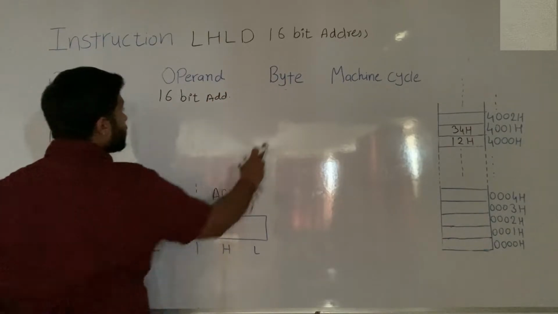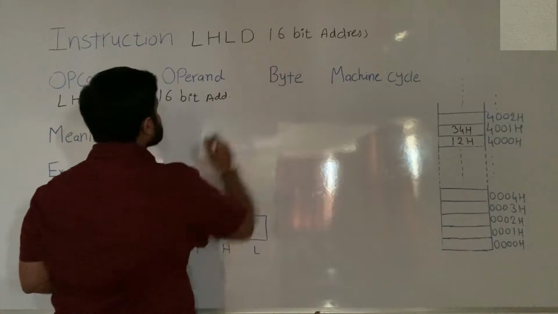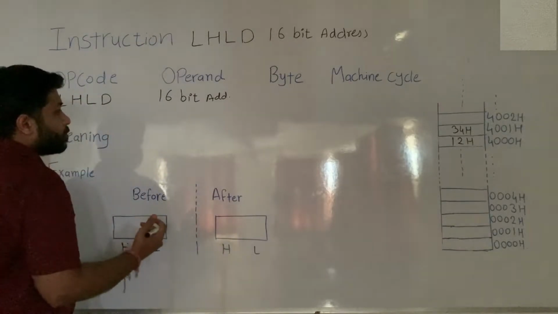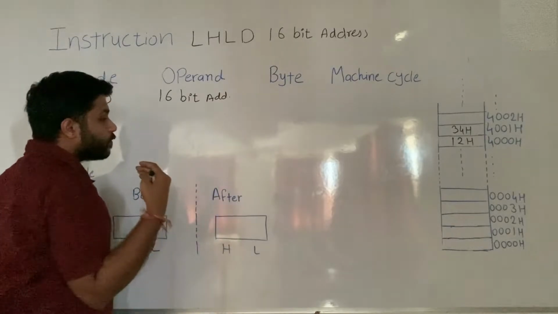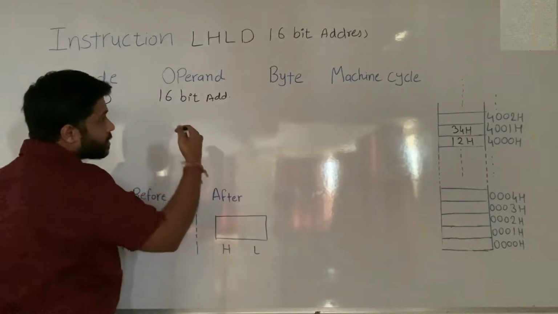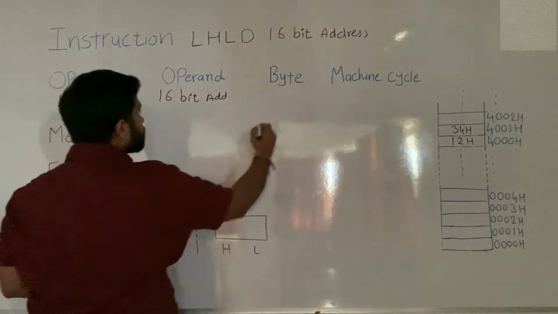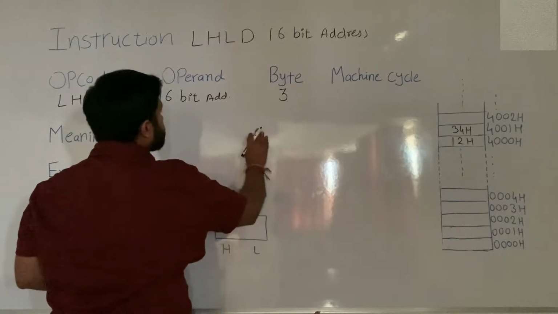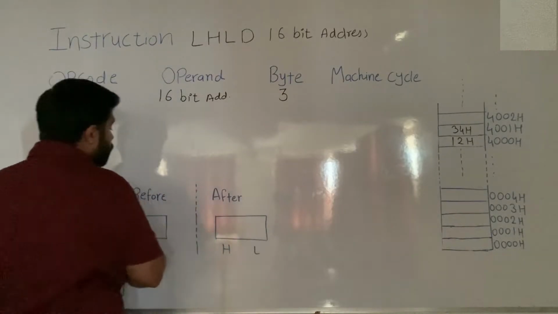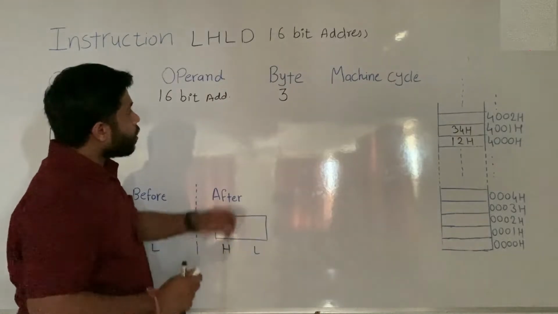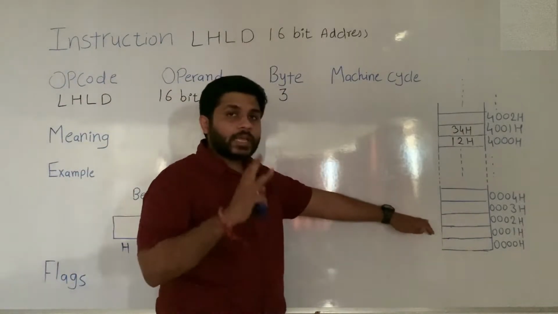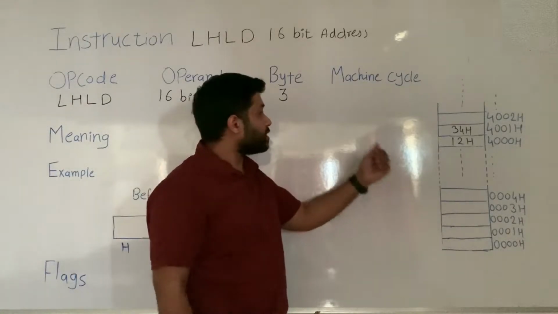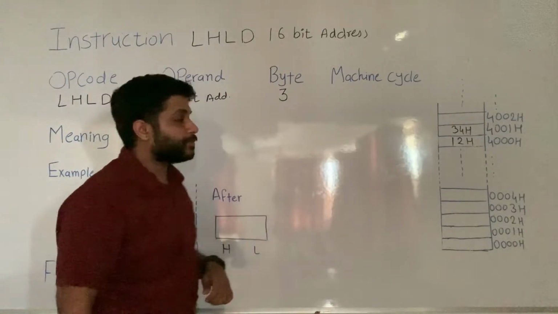What is the byte size of this instruction? If no data is present in the instruction, it means 1 byte. If 8-bit data is present, it means it is 2 bytes. If a 16-bit value is present, it means this instruction is 3 bytes. So it is a 3 byte instruction. What is the meaning of a 3 byte instruction? When this instruction is stored in the memory, it will occupy 3 consecutive memory locations. So that is the meaning of 3 byte.